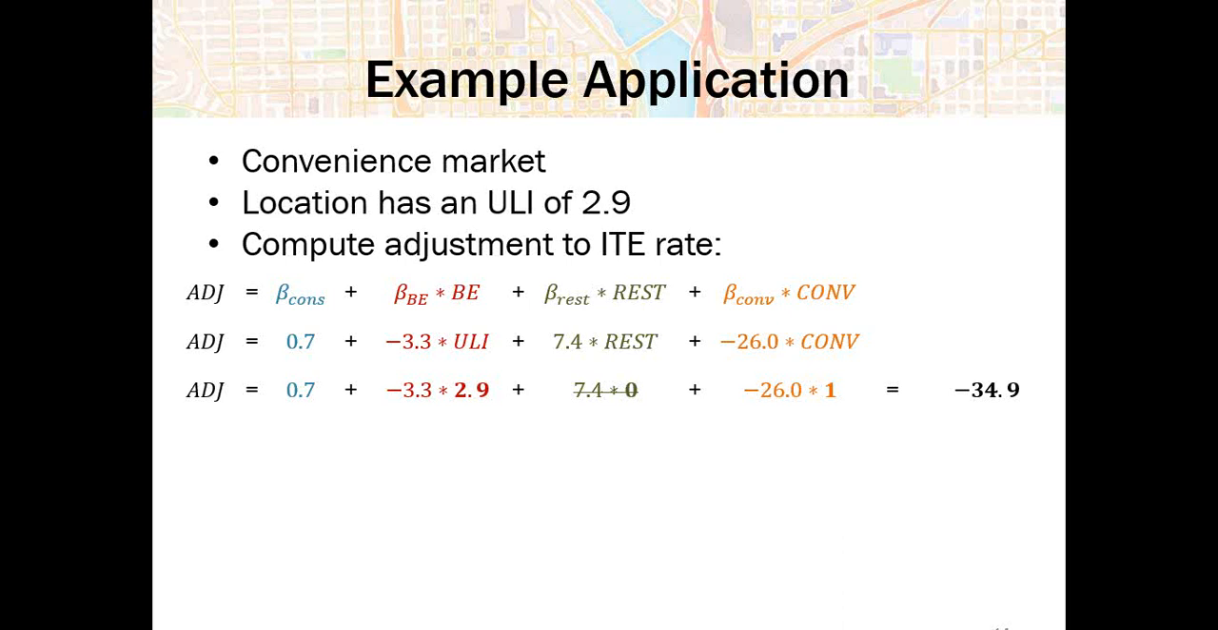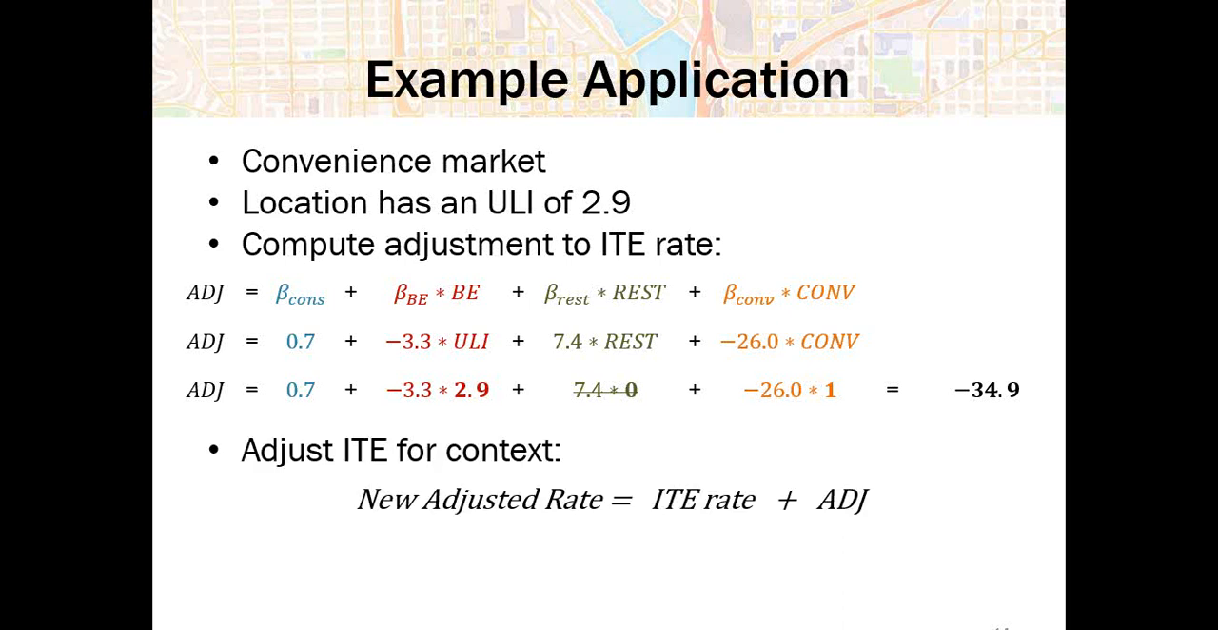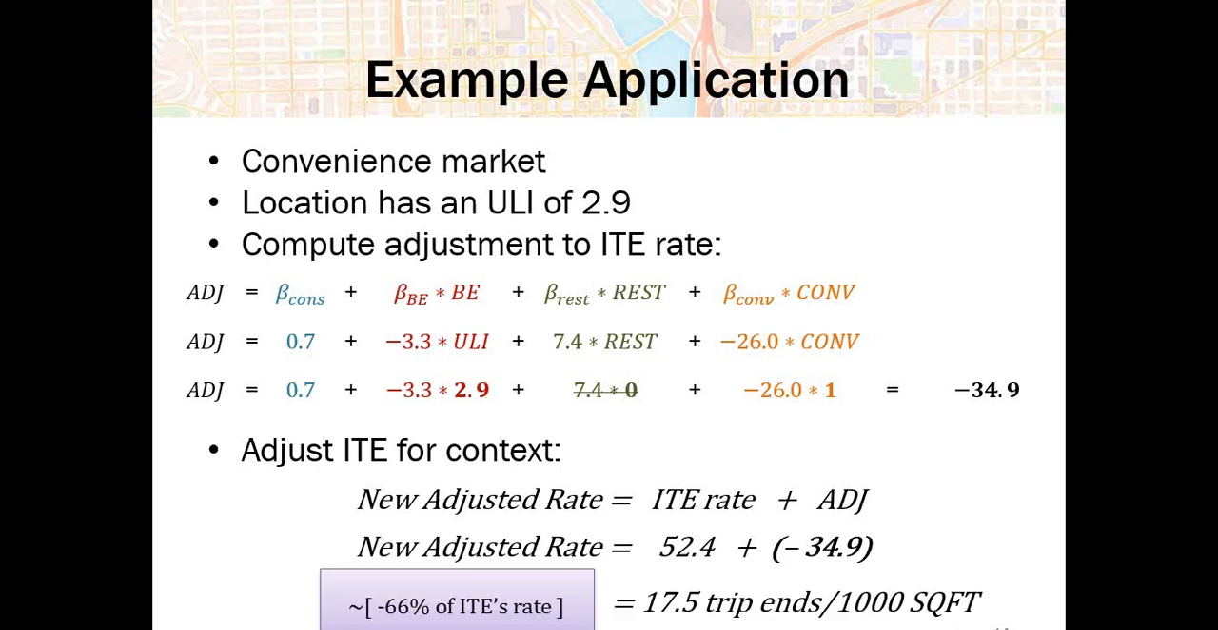The next step is to adjust ITE's trip rate. To do that, to get a new adjusted rate, we add ITE's rate with our adjustment. So pulling ITE's rate, which I had previously done for convenience markets in the PM peak period, they have 52.4. We add the adjustment that I had calculated previously, and the final new adjusted rate is 17.5 trip-ins per 1,000 square feet gross floor area. And this is about 2/3 less than ITE's trip rate.